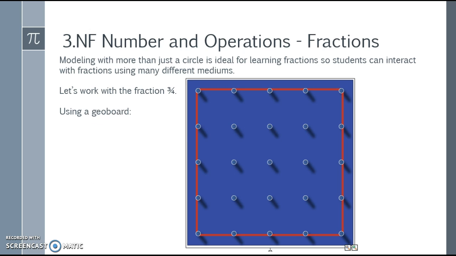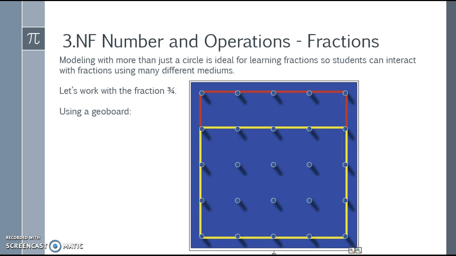Let's work with the GeoBoard. I have a 5x5 GeoBoard, and this was taken directly from the GeoBoard in our interactive manipulatives, and I put a band around the outside. Notice that I now have 4 rows and 4 columns. So if I were to grab 3 of those rows with the yellow band, I now have 3/4 of my GeoBoard circled or squared in a yellow square.